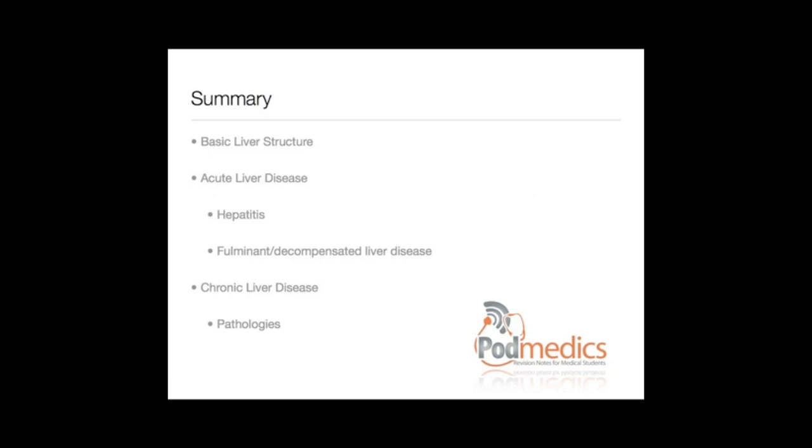So that's it. In this podcast, we've looked at some basic liver structure, some histology. We've related how the function of the liver is affected with liver disease, resulting in various consequences. And then we've looked at the key manifestations of liver disease. Chronic liver disease, which can be due to various pathologies, together with acute liver disease, which can either be a hepatitis, an acute fulminant hepatitis, or most commonly a decompensation of a chronic process.